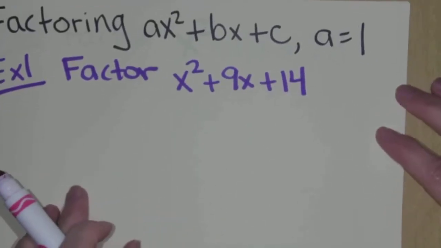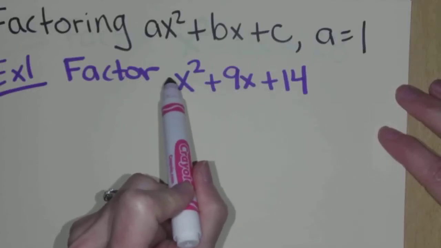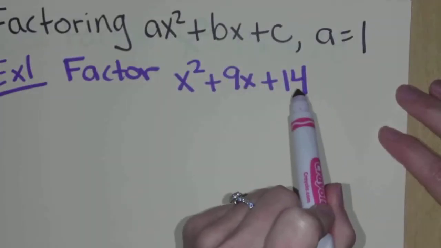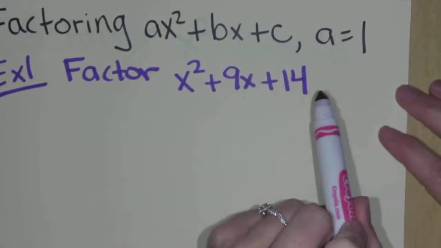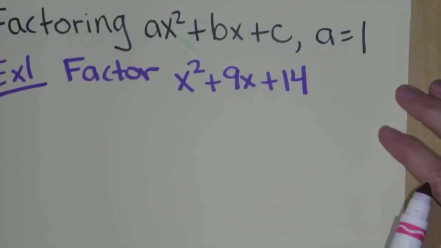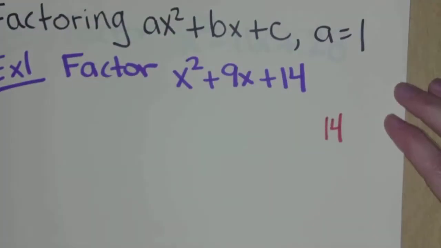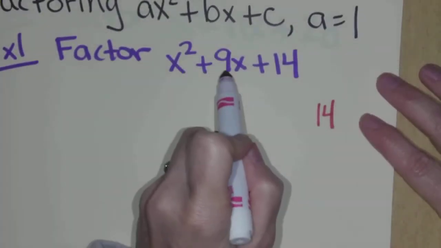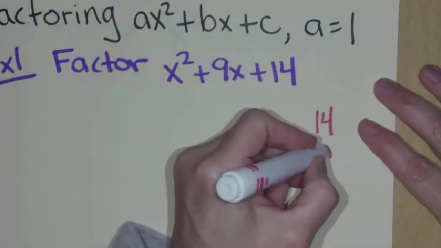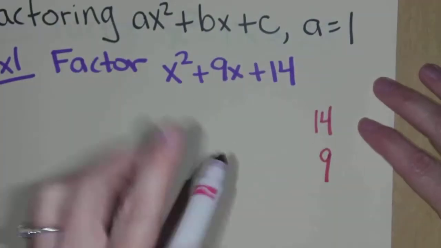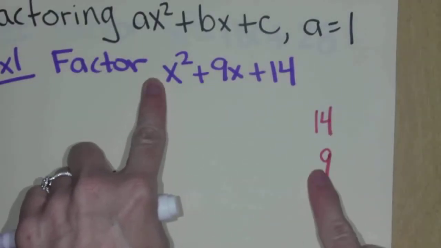You're going to start with your trinomial, and you're going to multiply the coefficient of the x squared term times the c value, which in this case is 14. So 1 times 14 is 14. We're going to jot that down over here in pink, 14. Then we take the middle coefficient, the bx, which is 9, and write that down underneath the 14. So 1 times 14 is 14, and then 9 slides down.